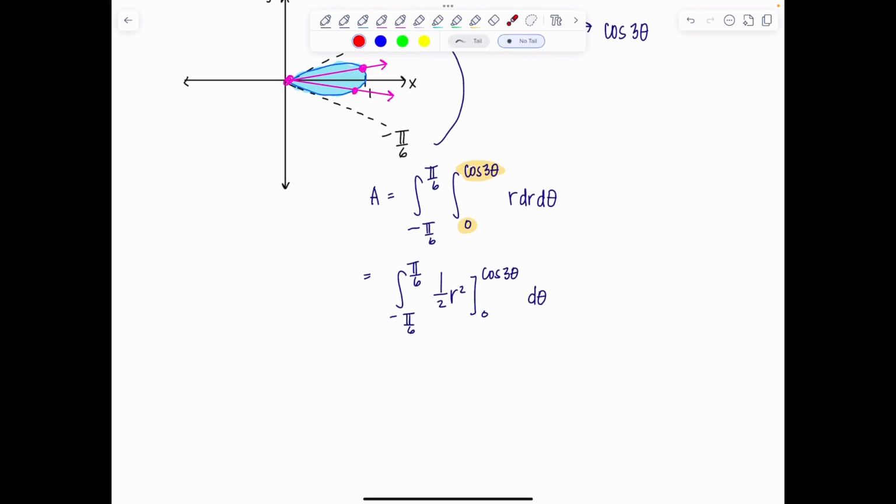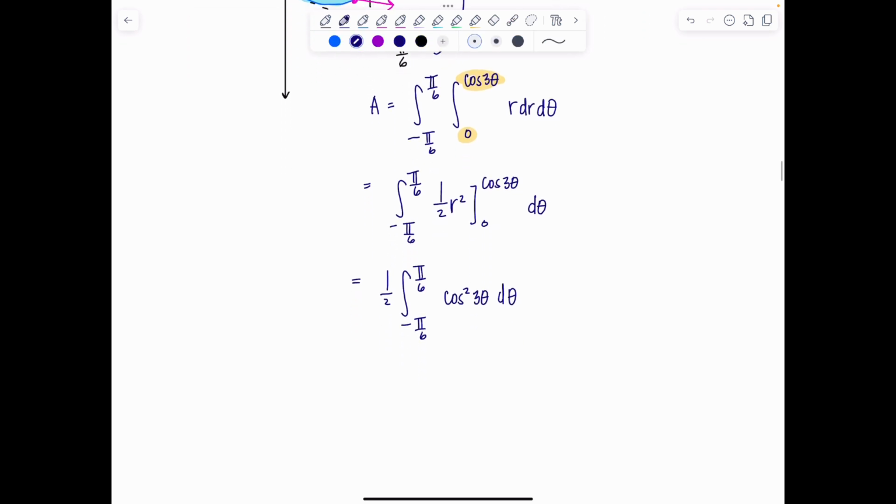Do you recognize this? 1/2 r squared d theta? Yeah, this was the formula you used for polar area when you were a Calc 2 student before you learned double integrals. All coming full circle, I hope. Okay, let me take the 1/2 out. Negative pi over 6 to pi over 6. And then this is going to be cosine squared 3 theta d theta. Now, yes, you most certainly can double this and go from 0 to pi over 6. Wouldn't that be just a slick thing to do? So no more 1/2. Let's go 0 to pi over 6. And then we've got cosine squared 3 theta d theta.